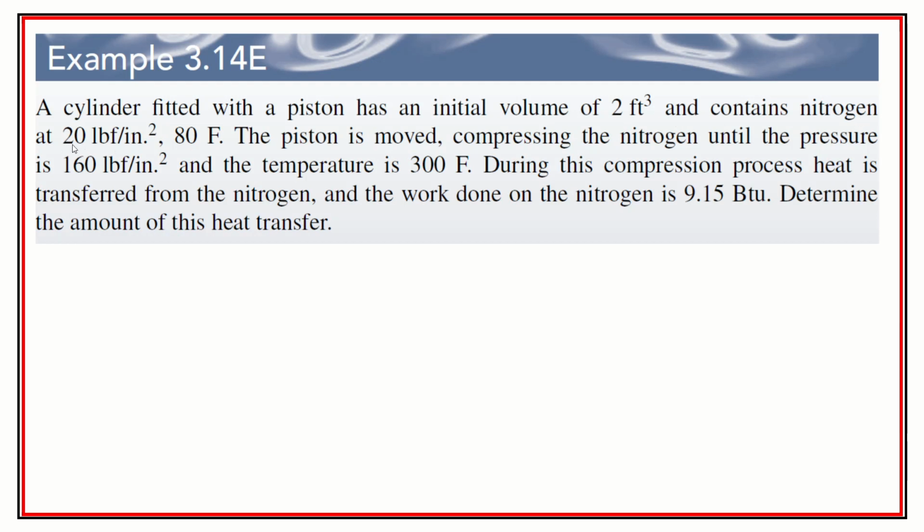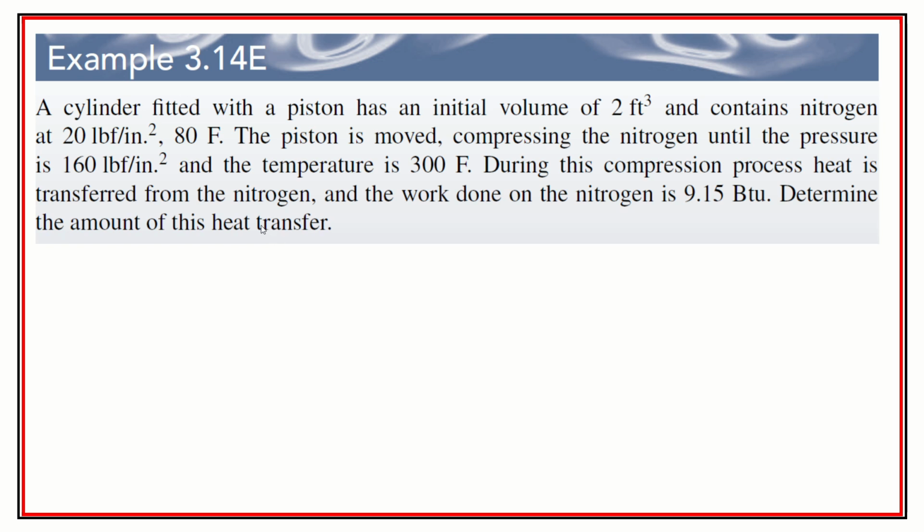And now we're at 20 psi. I'm going to assume it's 20 psia and 80 degrees Fahrenheit. The piston is moved, compressing the nitrogen until the pressure is 160 psia, and the temperature is 300 degrees Fahrenheit. During this compression process, heat is transferred from the nitrogen, and the work done on the nitrogen is 9.15 BTUs. Determine the amount of this heat transfer.